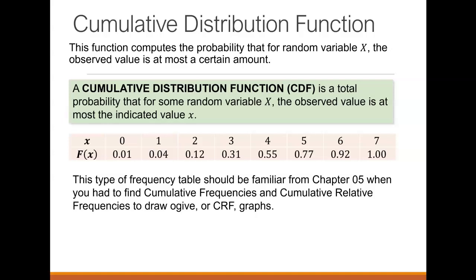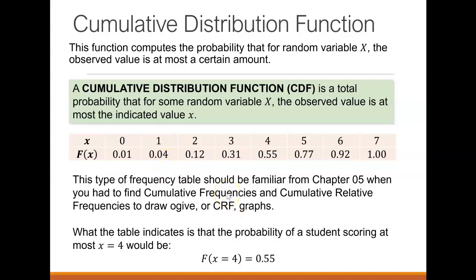Actually, let's relate this back to something we did in chapter 5. Remember in chapter 5, we talked about cumulative frequencies and cumulative relative frequencies, right? What this table indicates is that the probability of a student scoring at most a 4 is f of 4, which is 0.55, because that means you could score 4, 3, 2, 1, or 0.